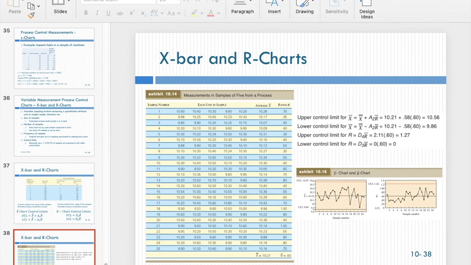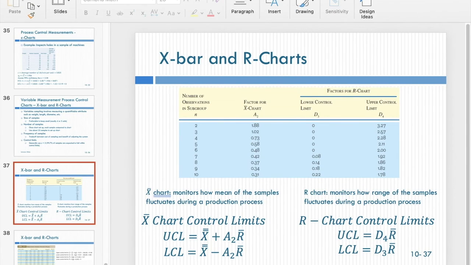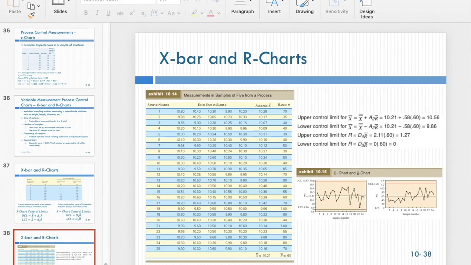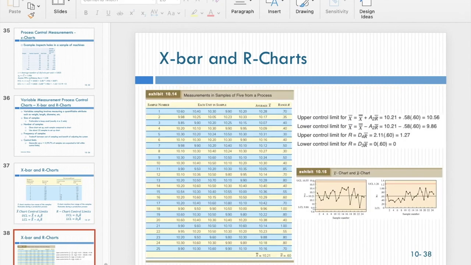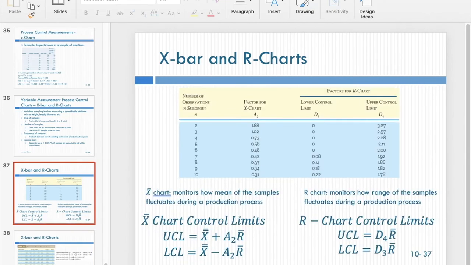Okay, now, no matter for X bar chart or R chart, you already have the X double bar and R bar. Here, you already have the R bar. The things that you don't know right now are A2, D4, and D3. I already said that we can use the reference table to get the A2, D4, and D3.